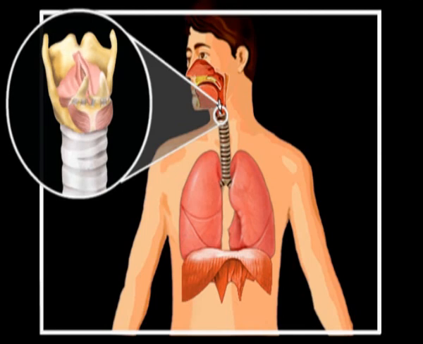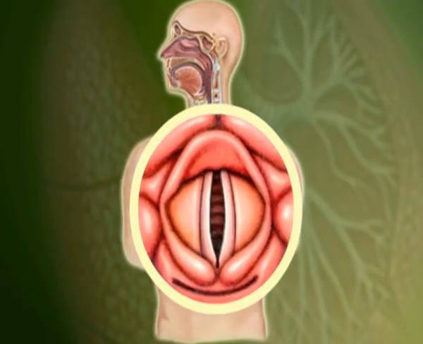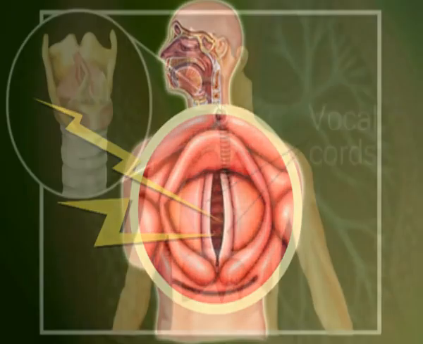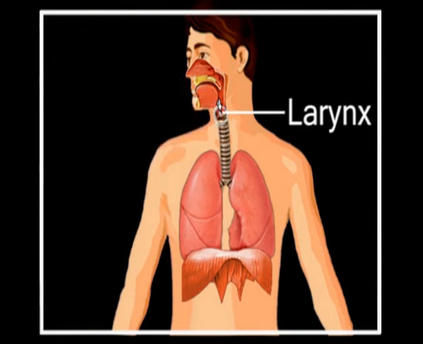It consists of two pairs of membranes. It is associated with the production of sound, meaning it is responsible for human speech, as it contains two vocal cords. Air causes these vocal cords to vibrate, thus producing sound. The larynx is situated in the neck region and plays a vital role in the protection of the trachea.